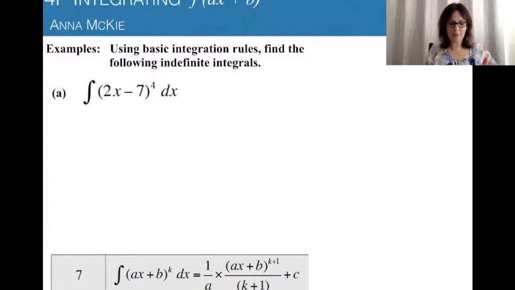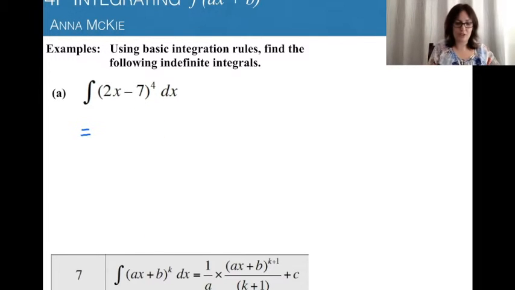Let's do 3 examples. So when you see a function like this, you might be tempted to expand out the brackets, but to the power of 4 there's many steps to do and there's lots of chances to make a mistake. If it's a linear type of function here, so an ax plus b, then you can apply this rule.